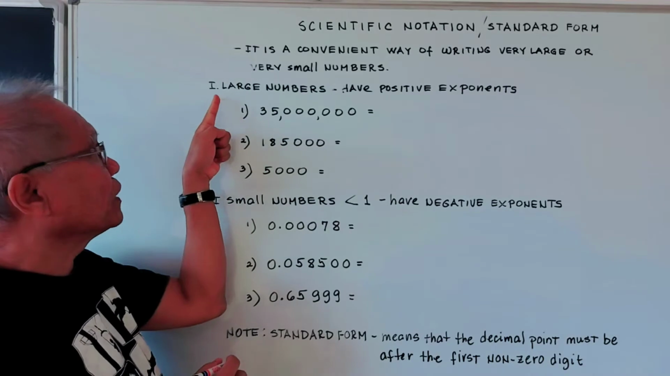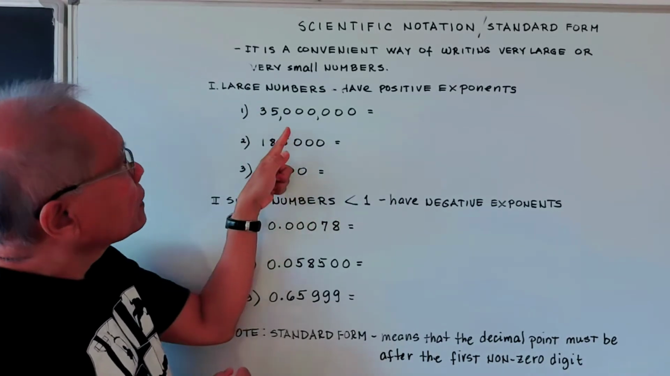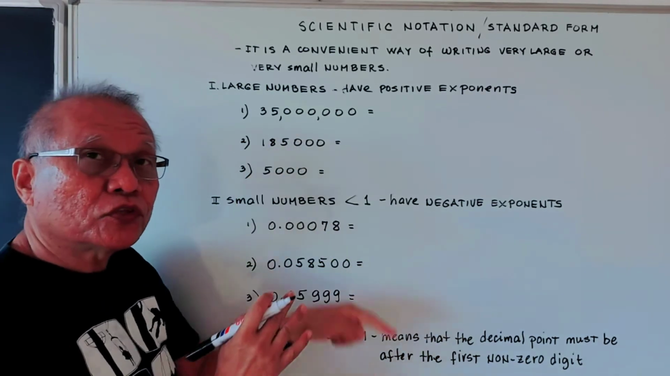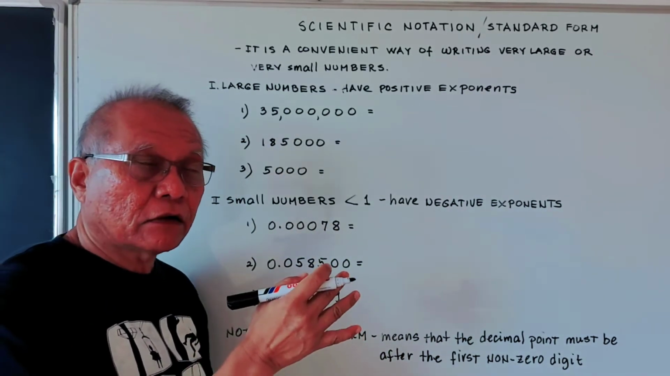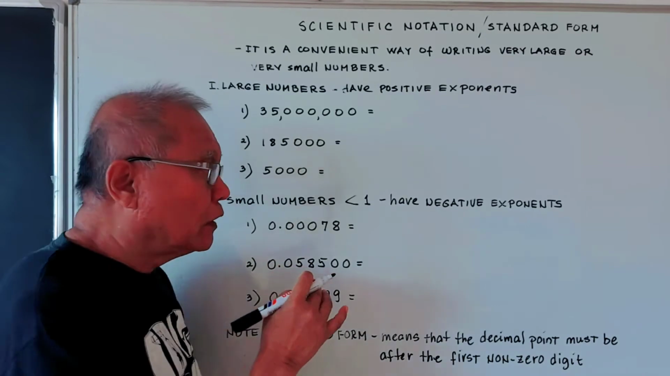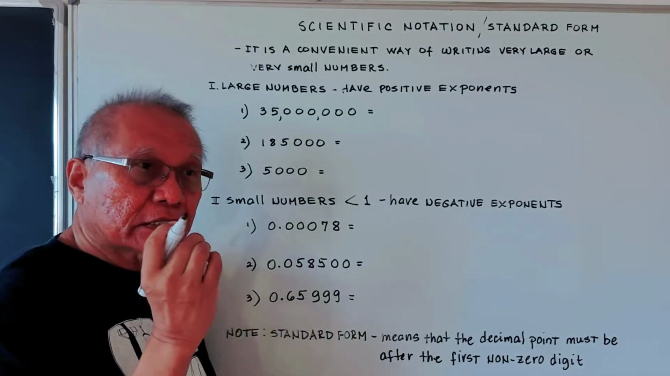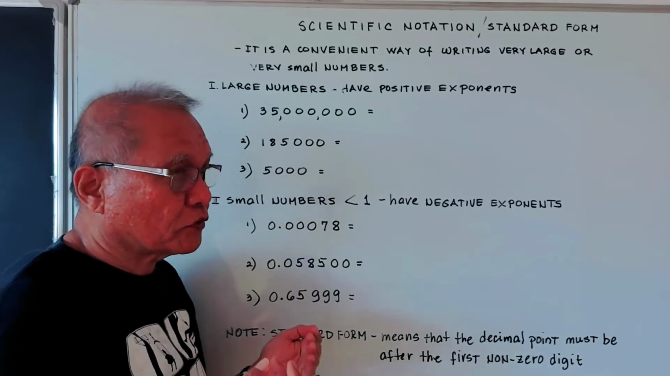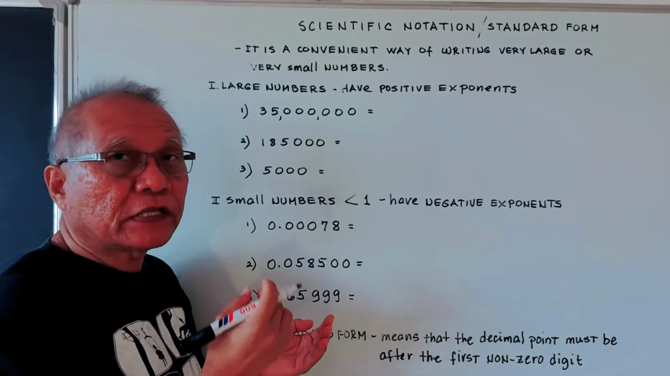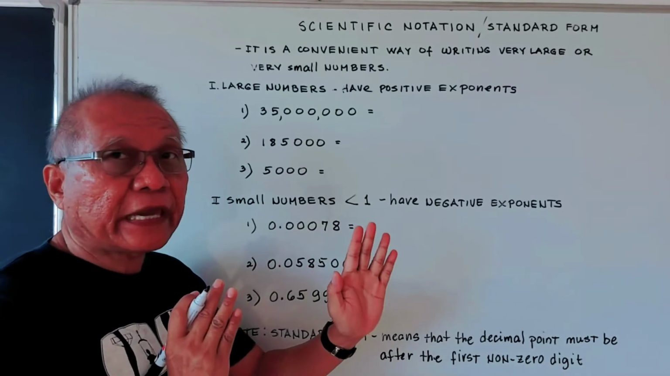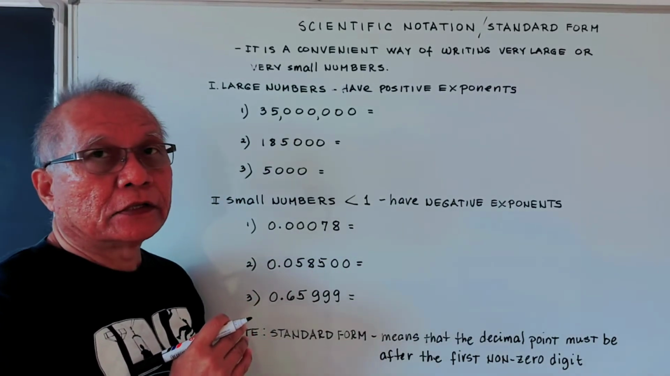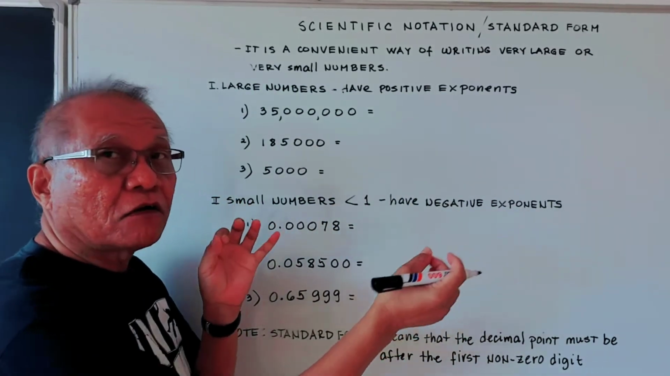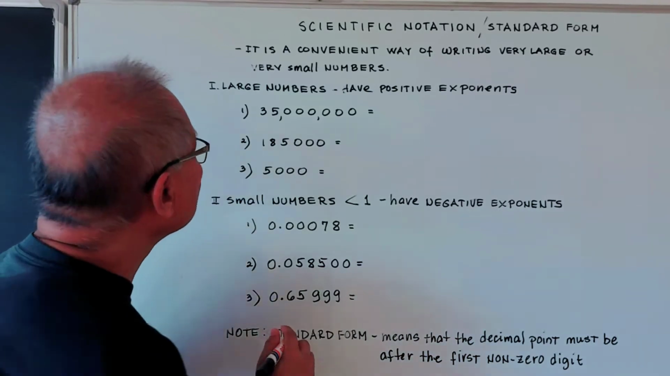So let's have the first one. We have a large number here. This one is 35 million. You should know what a large number is or a small number. Usually a small number has a decimal point on the left, while very large numbers don't have that decimal point. Usually, you don't see any decimal point there. So the decimal point of a very large number is on the right side of the digits of the number.